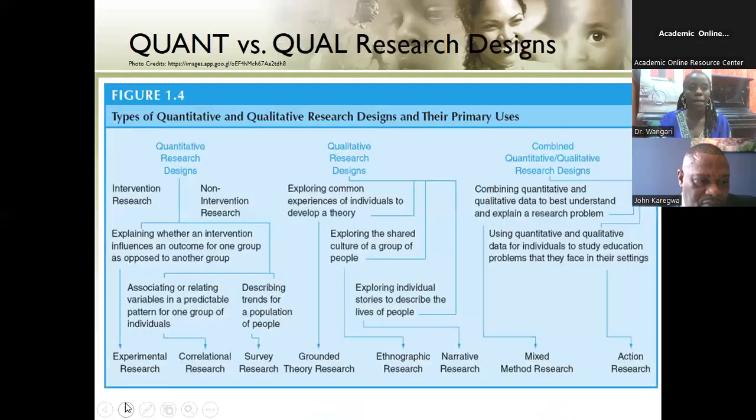So, out of these research designs, quantitative and qualitative, many methods come about. So you'll find experiments, correlational research, survey, grounded theory, ethnographic, narrative. There are so many different types of methods coming out of the design. Some people ask, what's the connection between designs and methods? Designs are just a way of thinking about strategies to collect data. And when you combine them, you can get a few others, such as action research.